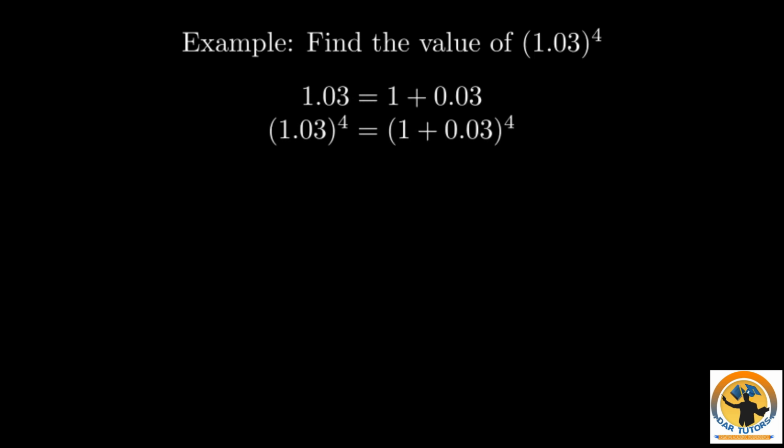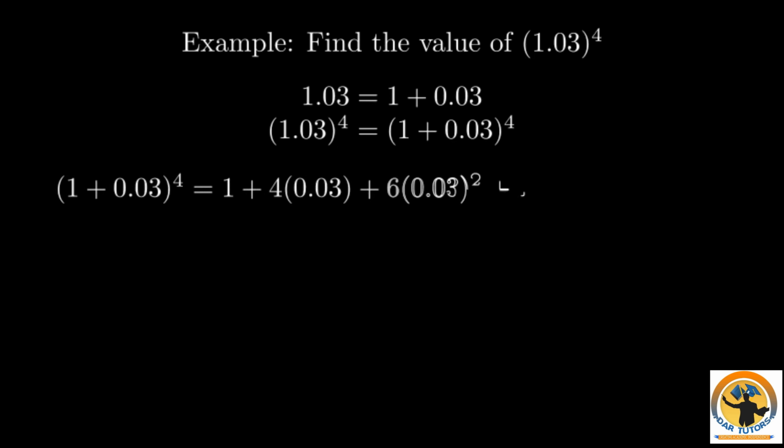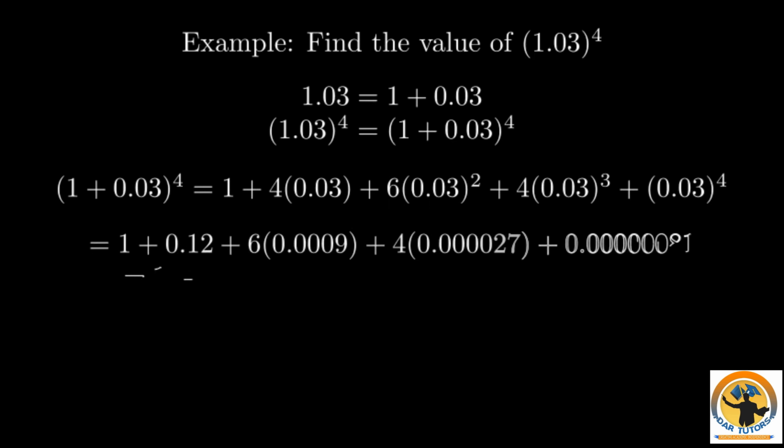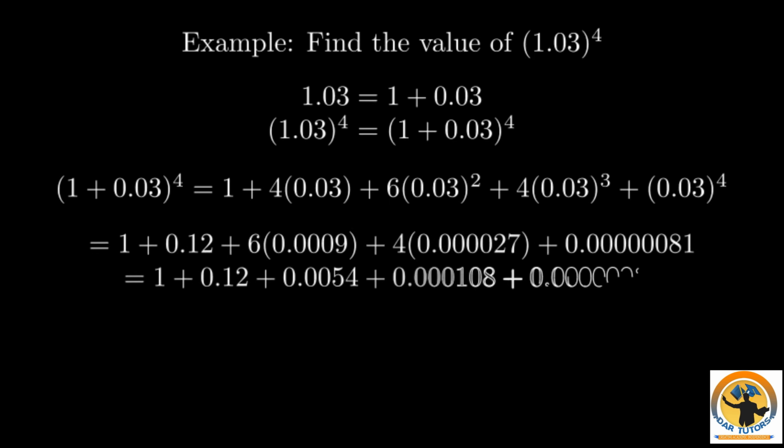Since the power is small, we can use Pascal's triangle for the coefficients. 1, 4, 6, 4, 1. The expansion is 1 plus 4 times 0.03 plus 6 times 0.03 squared plus 4 times 0.03 cubed plus 0.03 to the power of 4. Now we calculate each term. 4 times 0.03 is 0.12. 0.03 squared is 0.0009, and 6 times that is 0.0054. The other terms are very small.